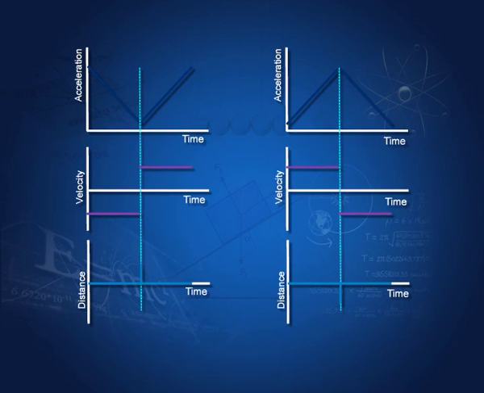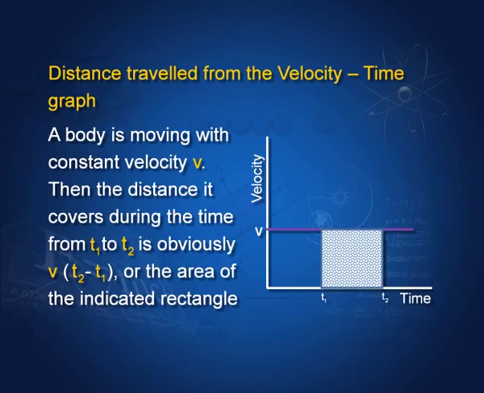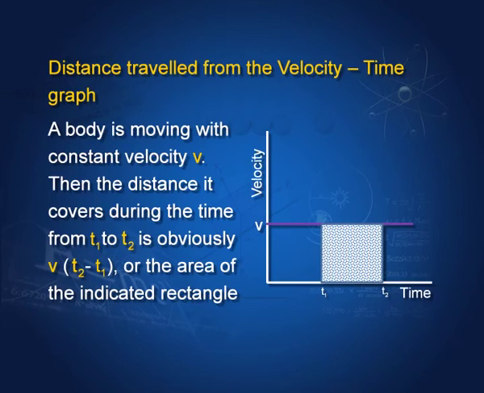Here is just the opposite: distance increasing, velocity constant, distance decreasing, velocity constant but negative, and acceleration appears only when the velocity changes from positive to negative. Now, given a velocity time graph, how do we find the distance covered? If the velocity is constant, then it is easy. Between time t1 and t2, the distance covered is v into (t2 minus t1). So, there is no problem.